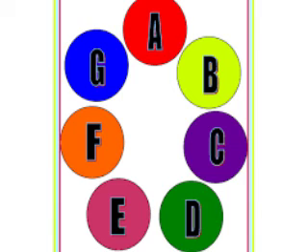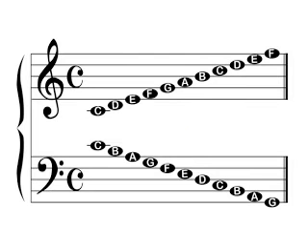When we get to G, we continue with A again. So we have A, B, C, D, E, F, G, A, B, C, D, E, F, G, A, B, C, D, E, F, G. And that's how we get our alphabetical order. So the C between the treble and the bass staff is middle C.